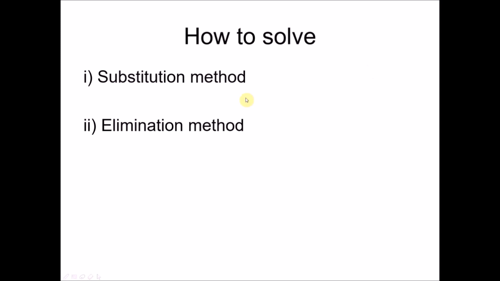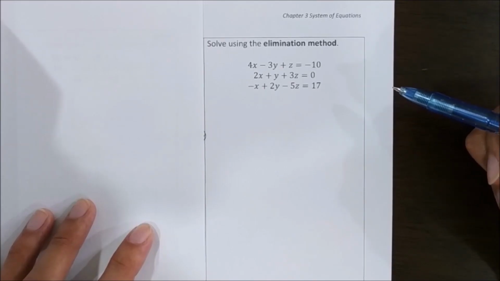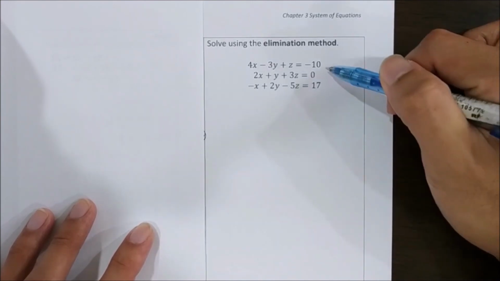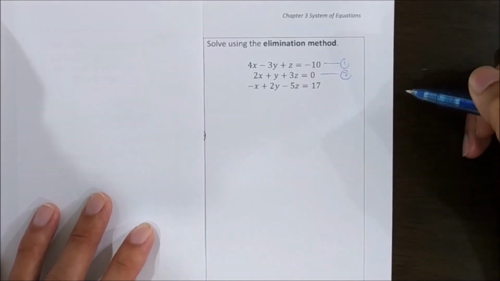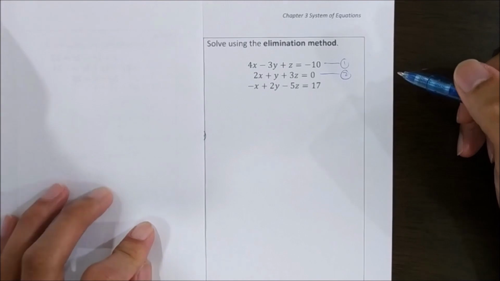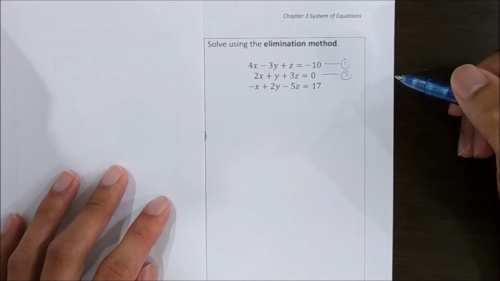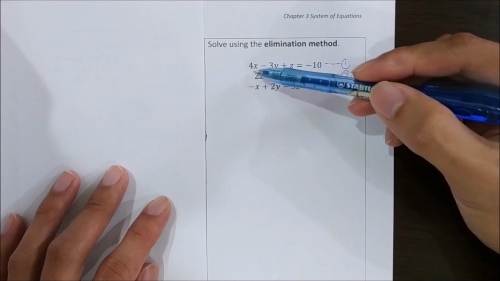Since we already learned the substitution method, we look at the second method, which is elimination method. Again, we use the same system of linear equation of three variables, but now we are using the elimination method. So now we have another three equations. Actually, they are the same equation, and we label the first one as equation number 1, the second one as equation number 2. So if you want to use elimination method, we need to eliminate one of the variables from these first two equations. We can either use multiply or division to help us.